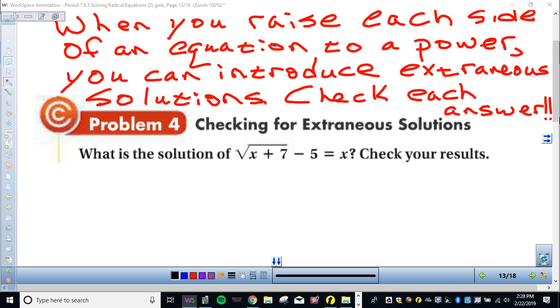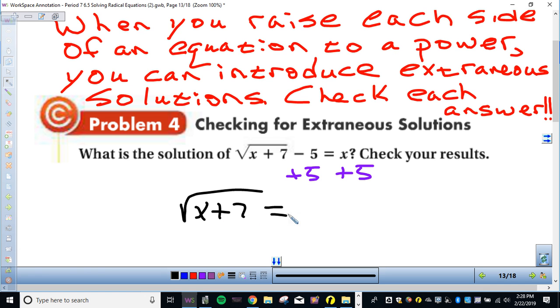Okay, so we've got 2 more examples. Last one's a doozy. This one's kind of easy in comparison, and you probably won't find it that easy. First thing we're going to do, add 5 to both sides. Guys, be quiet, please. So we have square root of x plus 7 equals x plus 5.